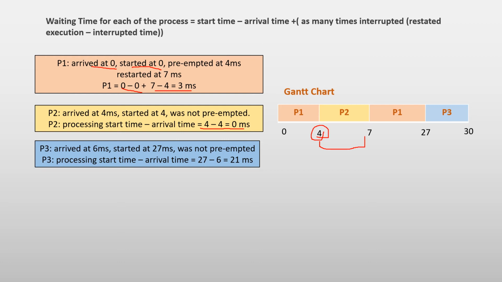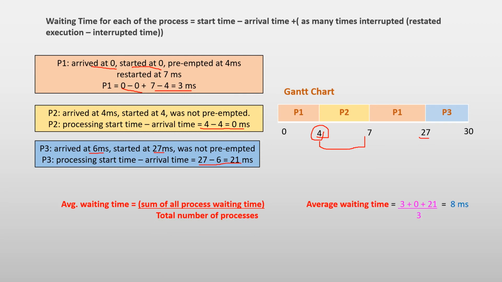P3. P3 started at 27 milliseconds. It arrived at 6 milliseconds and it was not preempted. So 27 minus 6 is 21 milliseconds. So the total, you need to calculate the total waiting time divided by 3 to get the average waiting time.